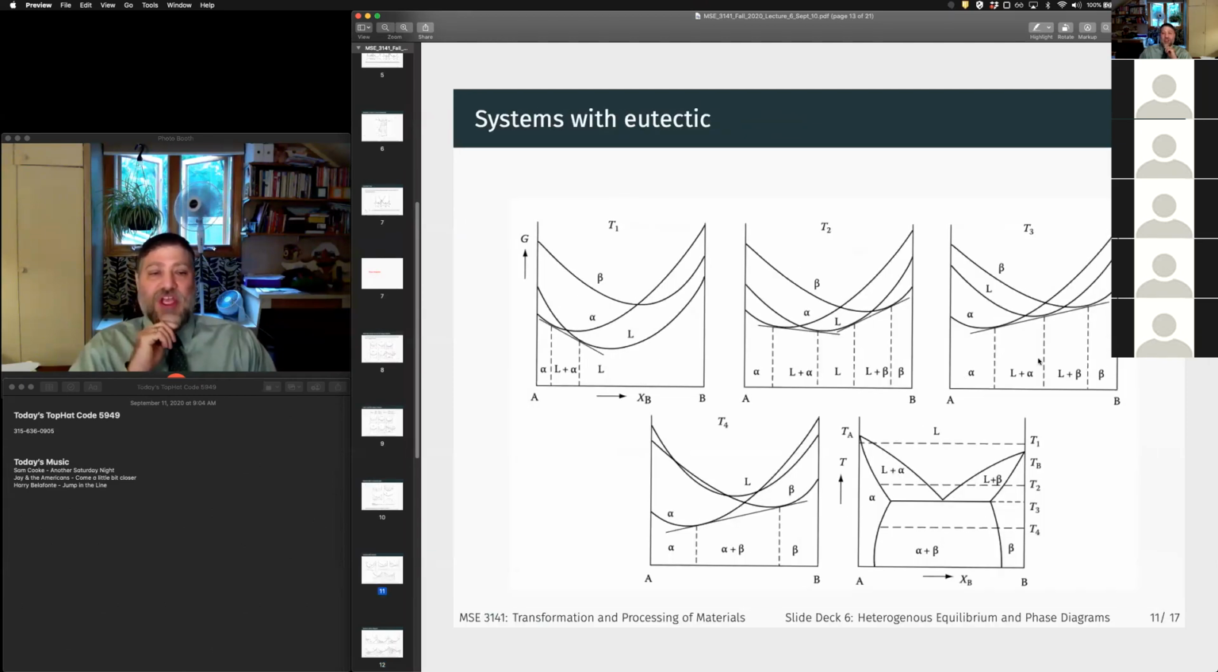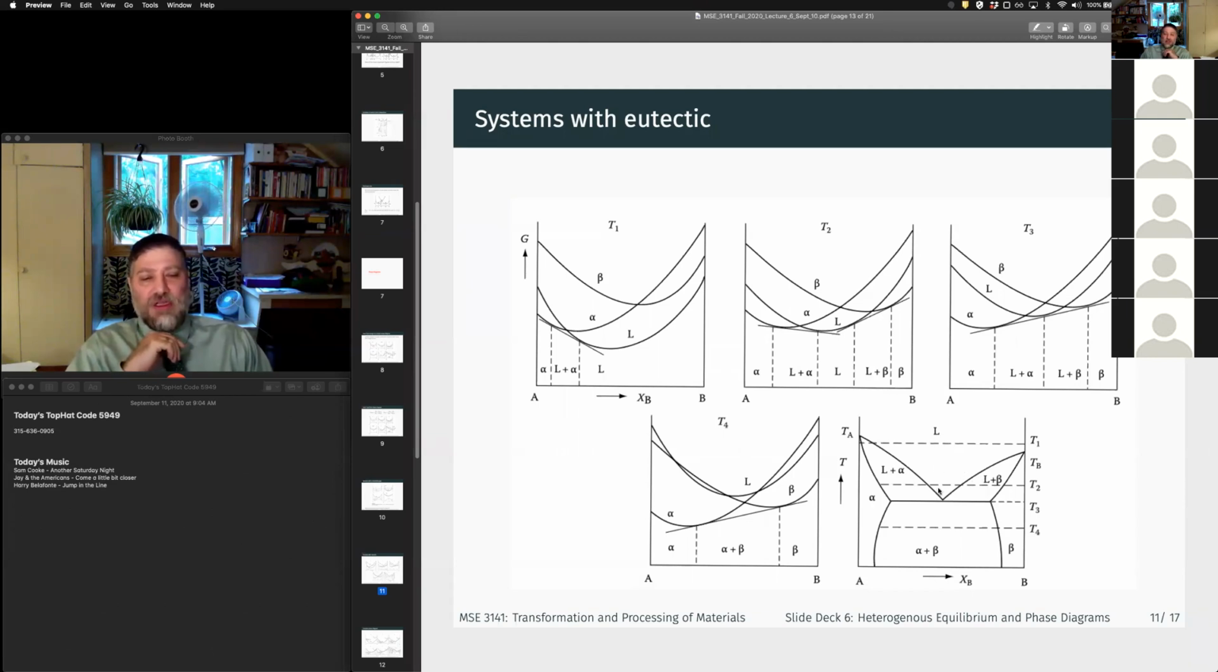We can look at a system with a eutectic. In this case, now we have A and B in their pure forms with different crystal structures, alpha and beta. So we have a region of our phase diagram where liquid is in equilibrium with alpha, liquid is in equilibrium with beta, and then we have one special magic point where we have a common tangent between alpha, liquid, and beta. And that's called the eutectic point, right? So here at the eutectic point, we have three phases in equilibrium: alpha, beta, and the liquid.